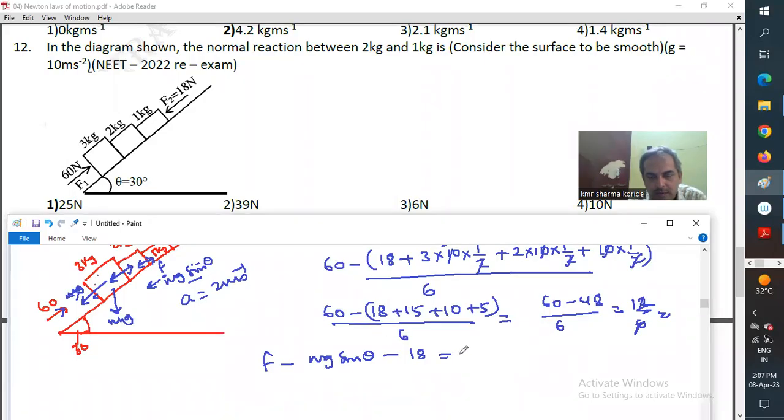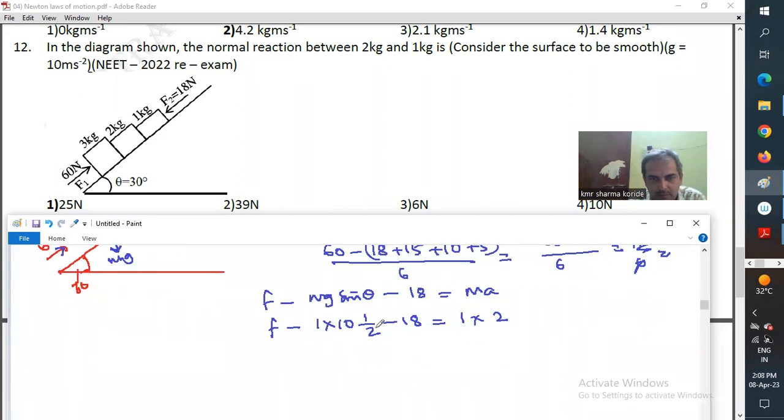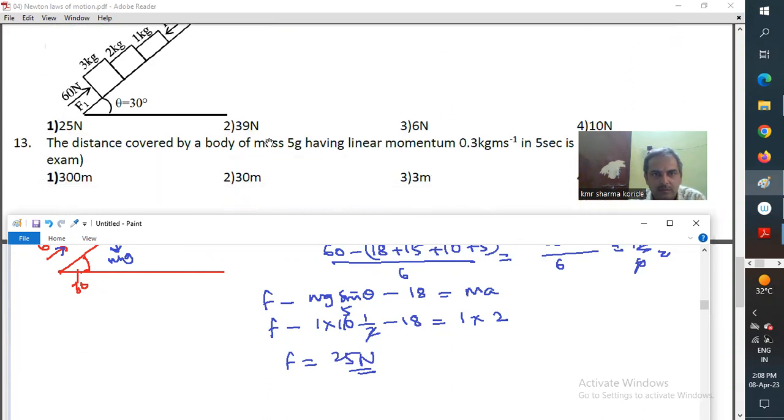is equal to its net force. In case net force is present, there is a chance to get acceleration. So F we are looking for, m is 1, this is 10, 1 by 2, sin 30, minus 18 is equal to 1 is its mass, acceleration is 2. So therefore, this is a 5. So F is equal to, this is minus 5 minus 8 is 23, taking right side, 23 plus 2. So 25. Stop, it is correct. Moving to the next question.